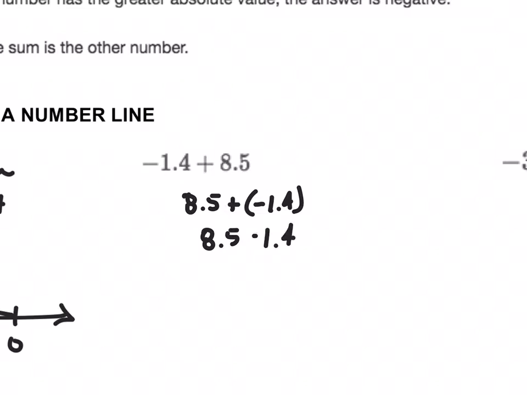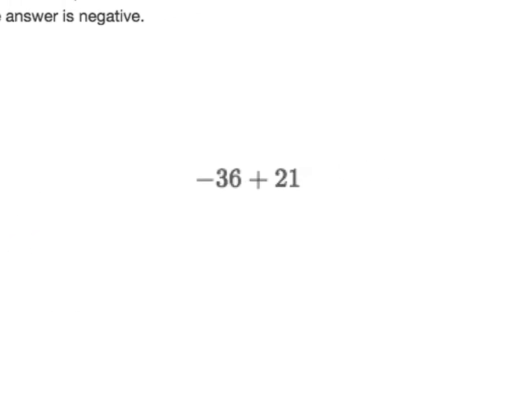Subtracting these numbers without using a calculator can sometimes be a little tricky. This is going to give us 7.1. And you can check that with a calculator. You can type in negative 1.4 plus 8.5, or you can type in 8.5 plus negative 1.4, or you can just do 8.5 minus 1.4. This is what I typically do. When I see this, I automatically just know I'm going to subtract 1.4 from 8.5. So, all right, moving on. Let's take a look at negative 36 plus 21.